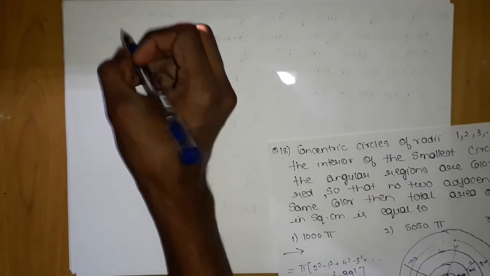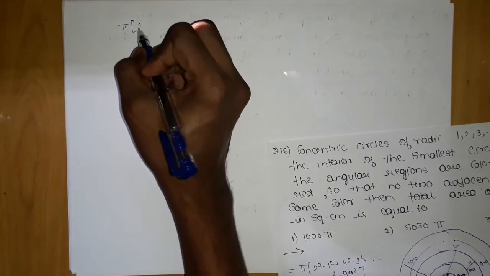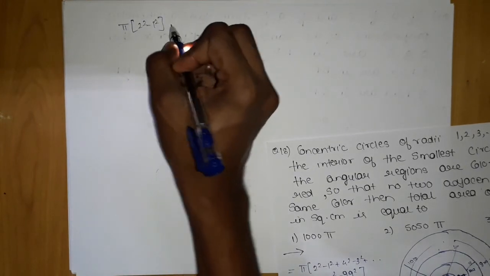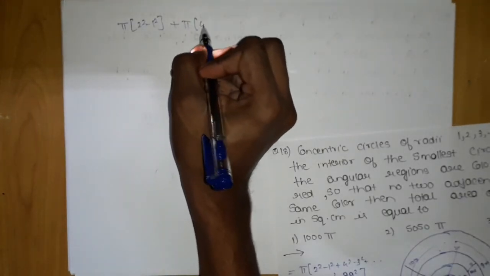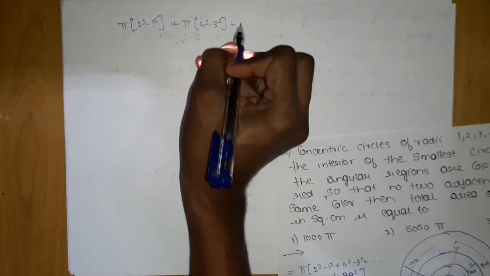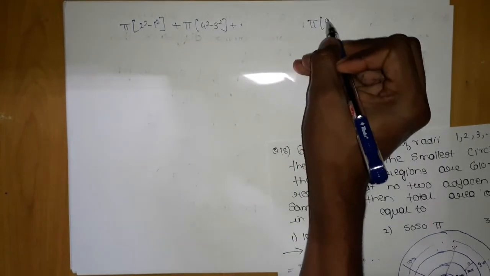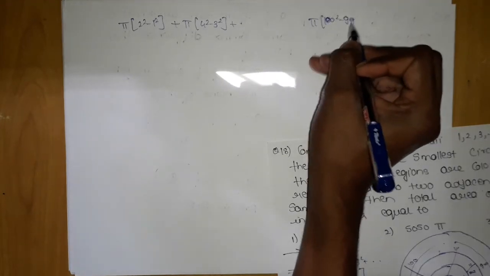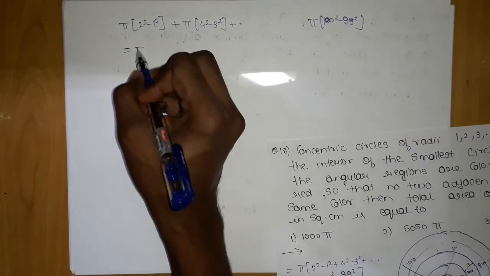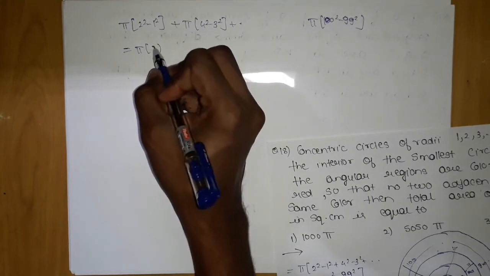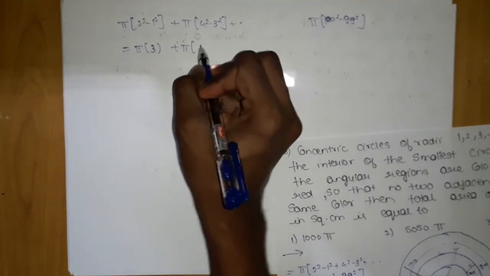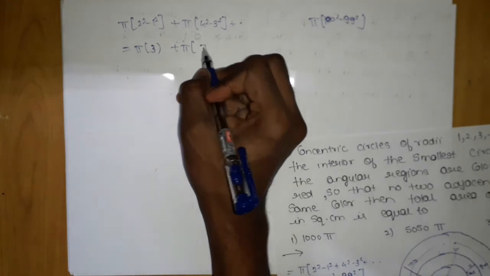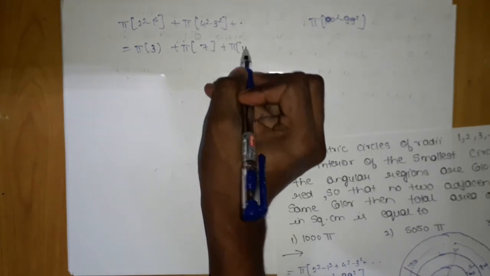If you want to do this, pi into 2 square minus 1 square, plus pi into 4 square minus 3 square, and so on till pi into 100 square minus 99 square, which will be what? Pi into 3. This will be what? Pi into what? 4 minus 3 into 4 plus 3, that is 7. And similarly pi into 11. You can apply this series.